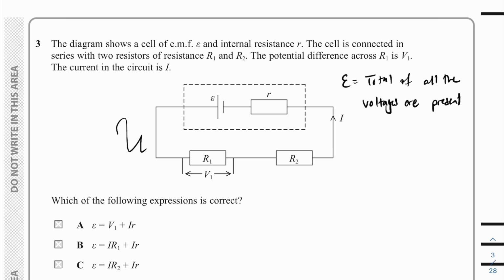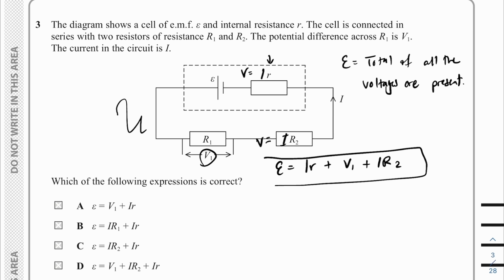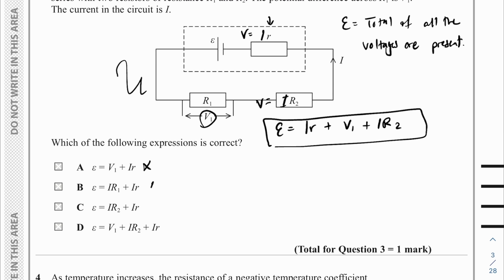So which ones are there? We have a voltage here, then we have another voltage here. We can say it's I times R because V equals IR. So our total voltage will be three terms: I small r, plus V1, which is this voltage over here, plus the second voltage, which is IR2. So we have three terms. So it's not A, not B, not C, because they all have two terms. Last one, let's see if we have the same terms. V1 is there, IR2 is there, and I small r is there. So our final answer is D.